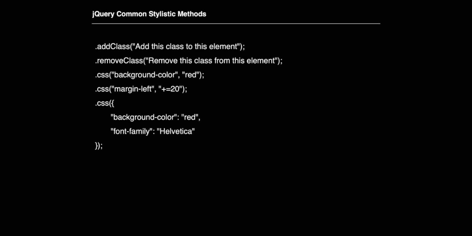There's other stylistic methods you can use. You can do add class, which you're adding a class to an element that exists already. Remove class, removing a class from an element. And then you could add CSS dynamically. That could be like changing the color or changing the margin, or if you wanted to do multiple CSS properties, you can do that using the curly brackets and then separating it by a comma.